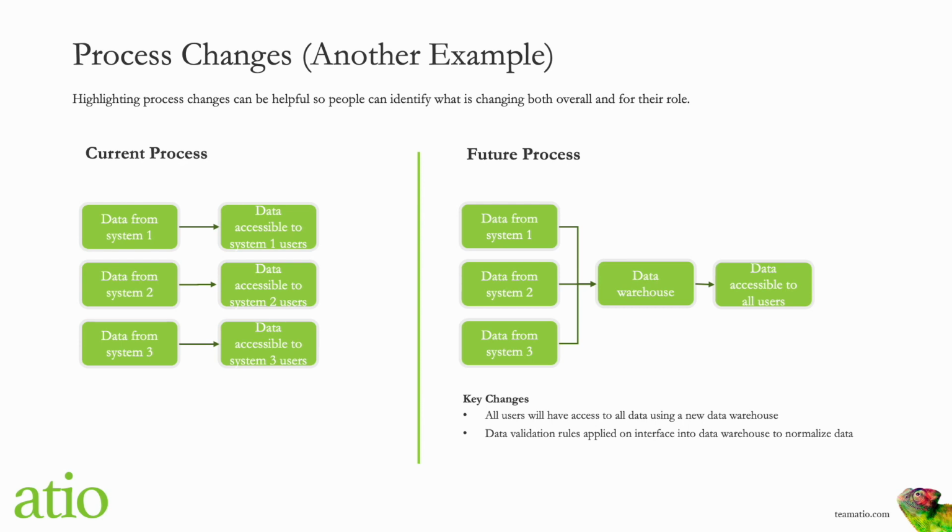This is another example of summarizing information using a process view. On the left-hand side is the current process, and on the right-hand side, the future process with key changes. What you're trying to do is make it easy for the stakeholder to understand what is changing.